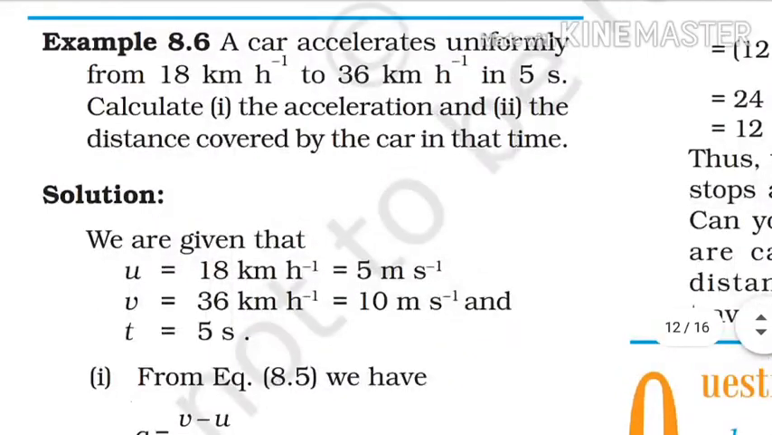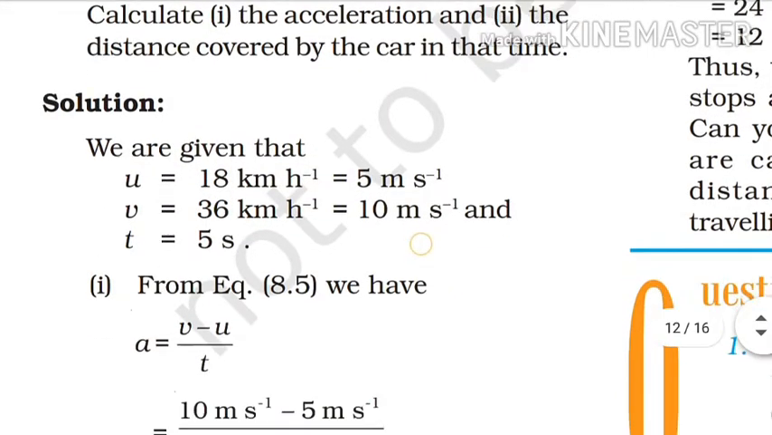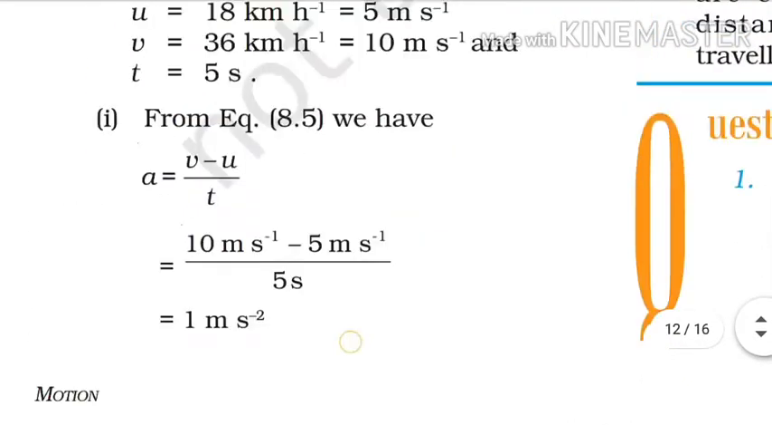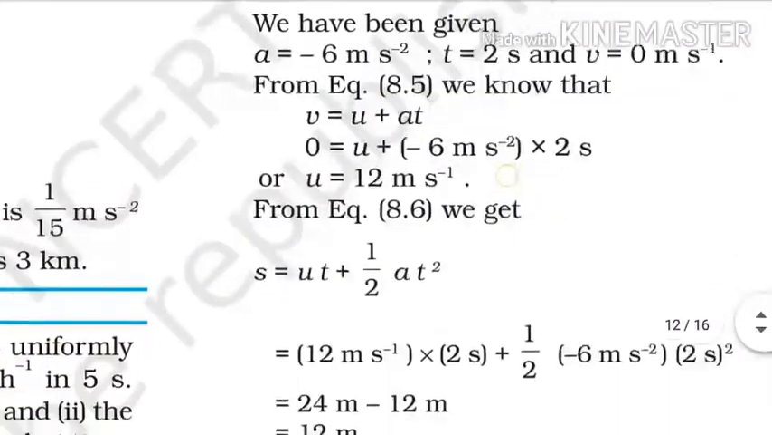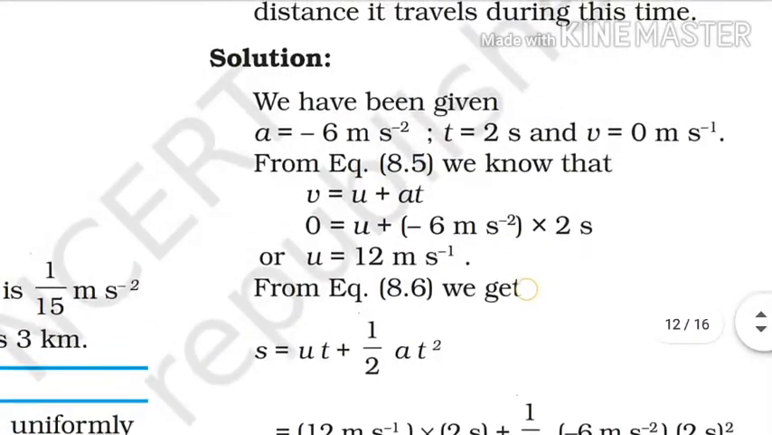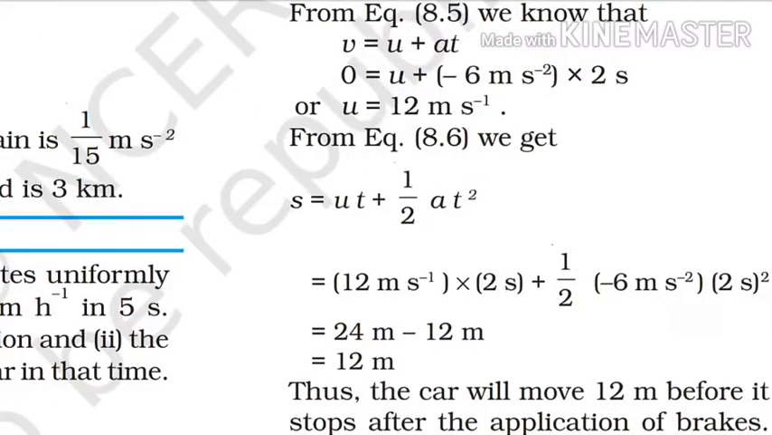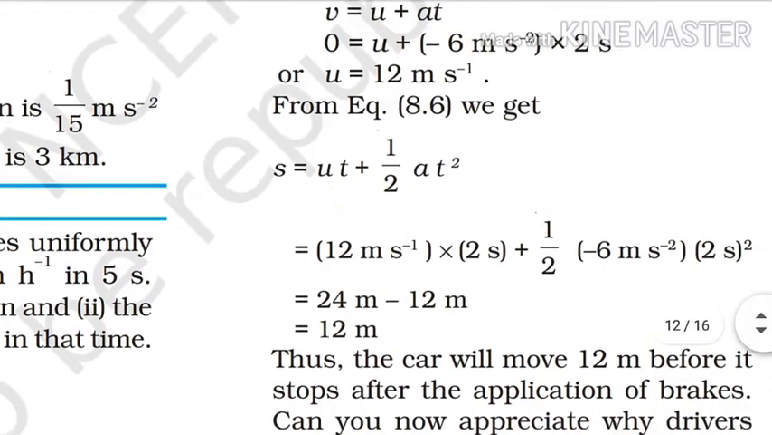Now second part, the distance covered by the car in that time. So S equal to V square minus U square by 2a. It can be calculated in two different ways. Either we apply S equal to ut plus half at square, or S equal to v square minus u square by 2a.